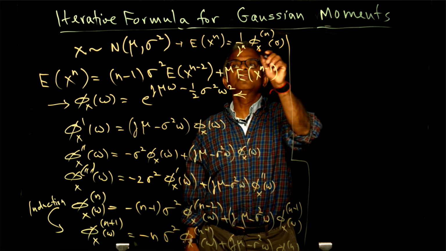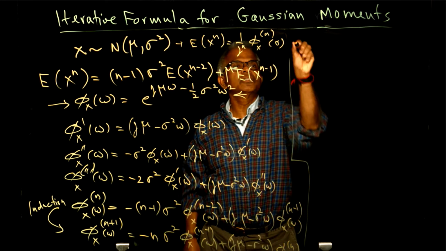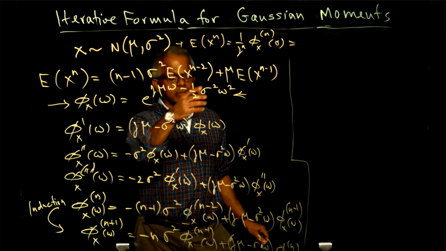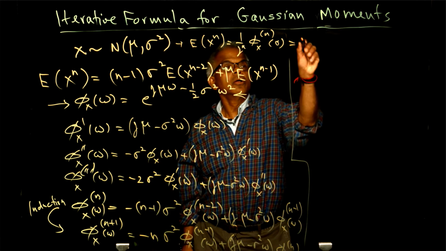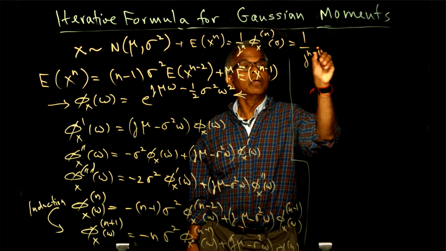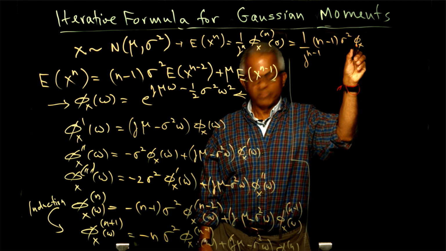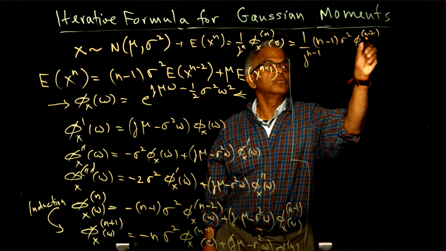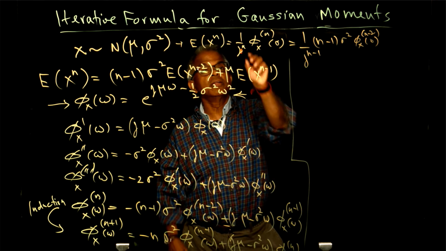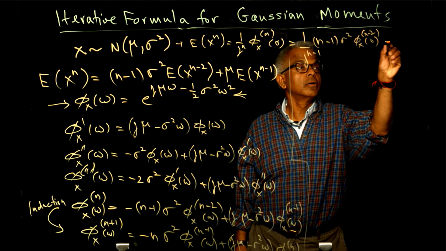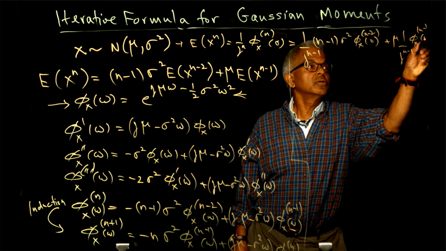So now we can simply use this formula. The nth derivative, which is 1 over j to the n, I'm going to plug in here. When I put omega equal to 0, this term is gone. Minus 1, I'm going to write as j squared, so I have 1 over j to the n minus 2. On this expression, that's going to be n minus 1 sigma squared phi x n minus 2 at 0, plus here omega equal to 0, so it's j mu. Remember, we are dividing by j to the n, so that becomes j to the n minus 1. So plus mu times 1 over j to the n minus 1 phi x n minus 1 at 0.